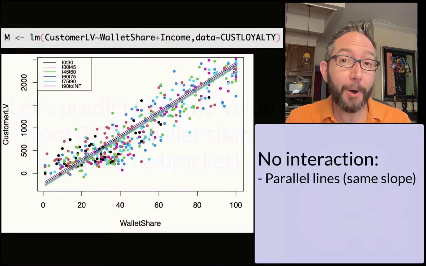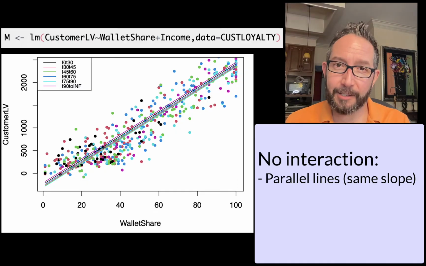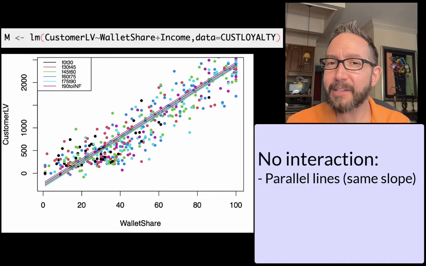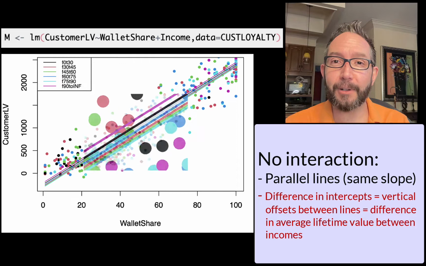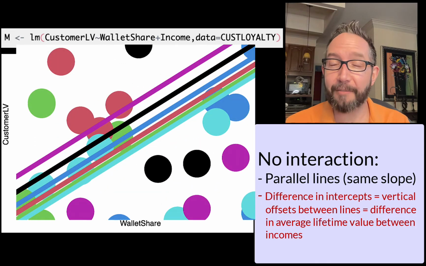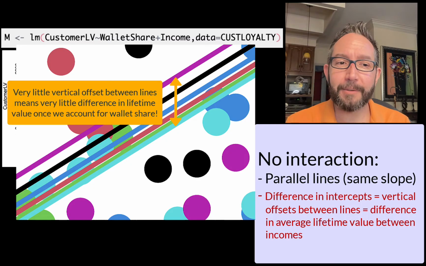If we predict from both of these quantities with no interaction, what we get are separate lines for each income bracket. They're going to have the same slope because there's no interaction, but they're allowed to have different intercepts. The difference in intercepts, those vertical offsets, is letting us know the difference in average lifetime value when we compare households with the same wallet share, but different income brackets.